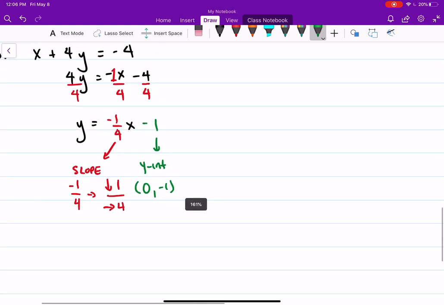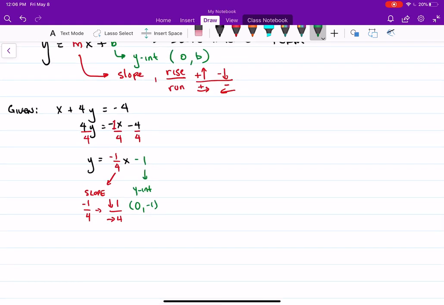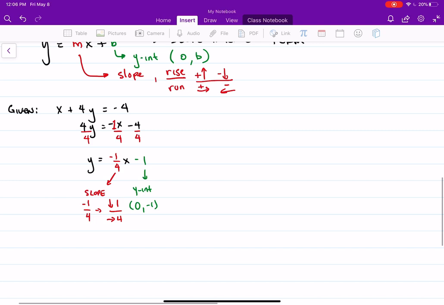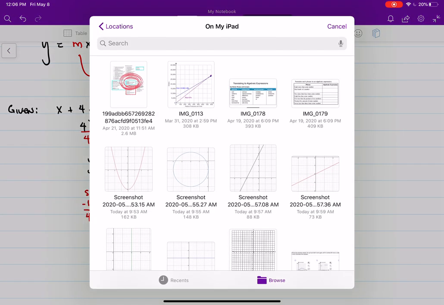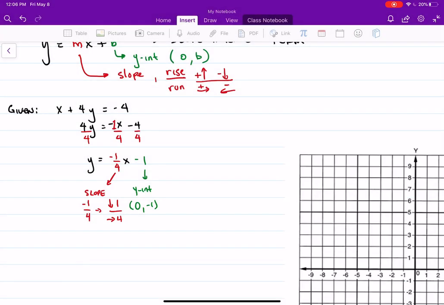Okay? All right, so how do I graph this? So let's insert a file. Put a graph paper over here.